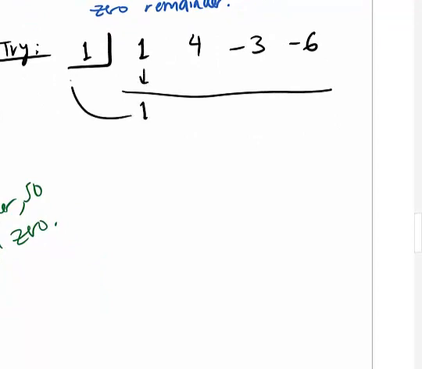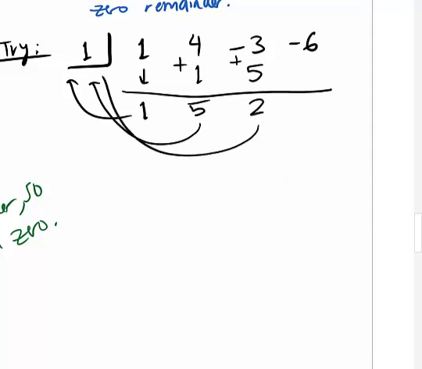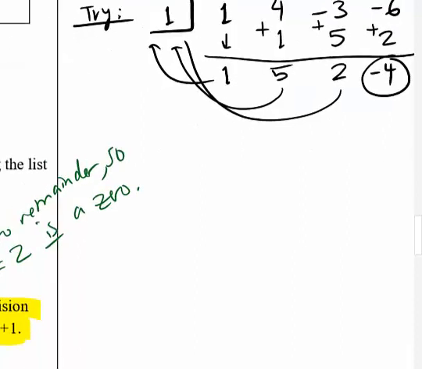I'm going to bring the 1 down. Multiply. 1 times 1 is 1. I'll add those together. 4 and 1 makes 5. Multiply. 1 times 5 is 5. If I add those together, I get 2. 2 times 1 is 2. And if I add these together, I get negative 4, which is obviously not 0. That means that 1 failed. Now I'll try a different one.